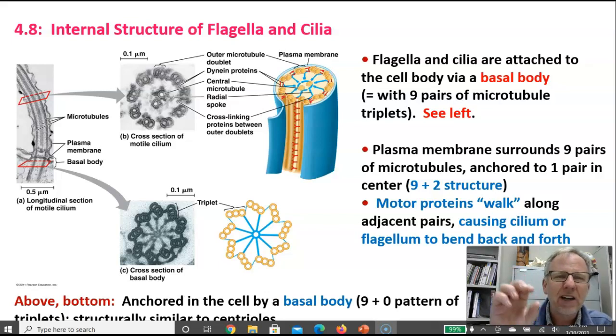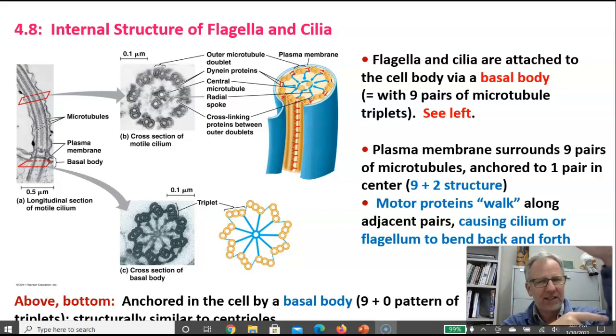On the upper right of that figure, it's a little artist's rendition, cartoony little picture, there's little red dynein proteins, those motor proteins that are sticking out, and they're like little legs. As they go walking along microtubules, they cause the microtubules to slide past each other, and as they slide past each other from these little dynein protein motor molecules moving along, it causes the cilium or flagellum to bend back and forth.